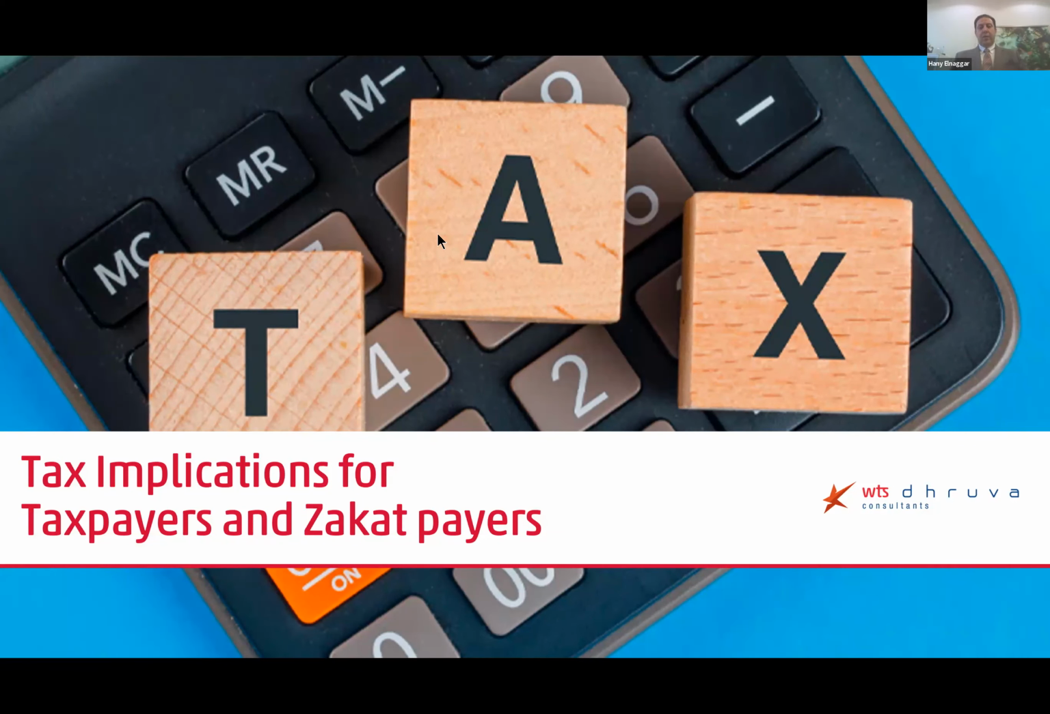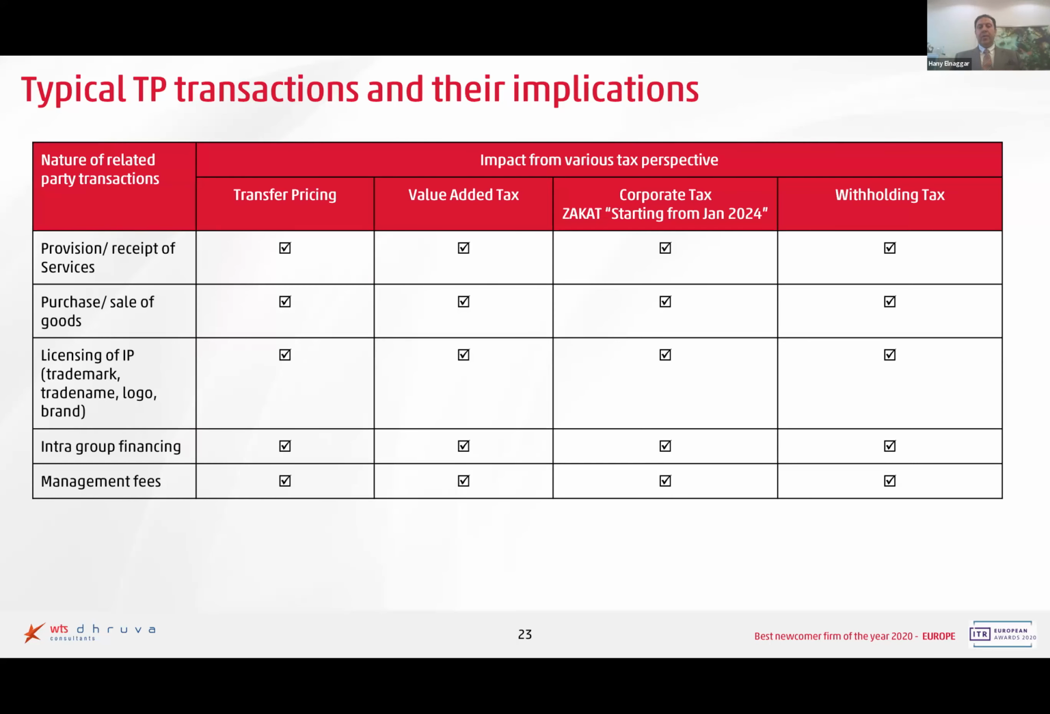Okay, let's have a look at the tax implications for the taxpayer and Zakat. We listed here the typical TP transactions in 6 categories or items. On the left side of the table, we can find the nature of related party transactions: provision or receipt of services, purchase or sale of goods, license of IP, trademark, trade name, logo, brand, intragroup financing, like Kabir also highlighted at the beginning of the webinar, and management fees.